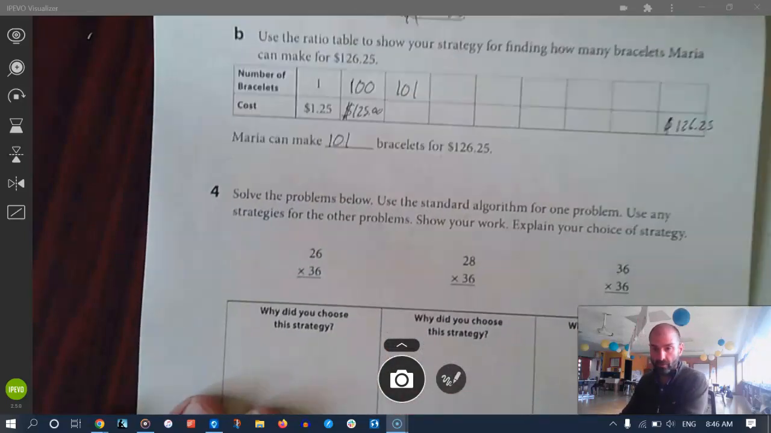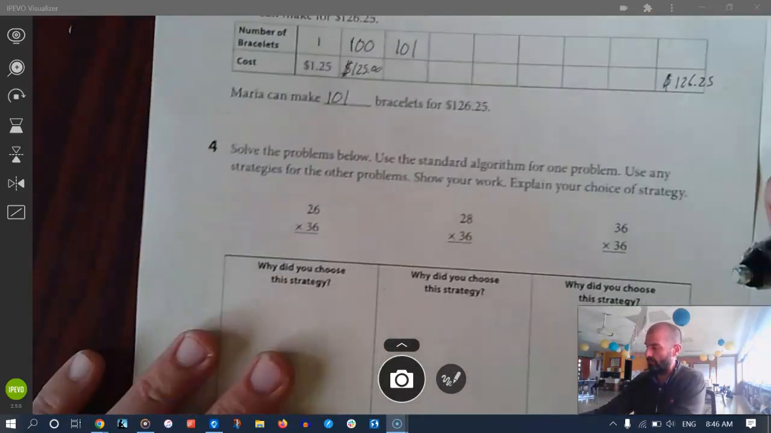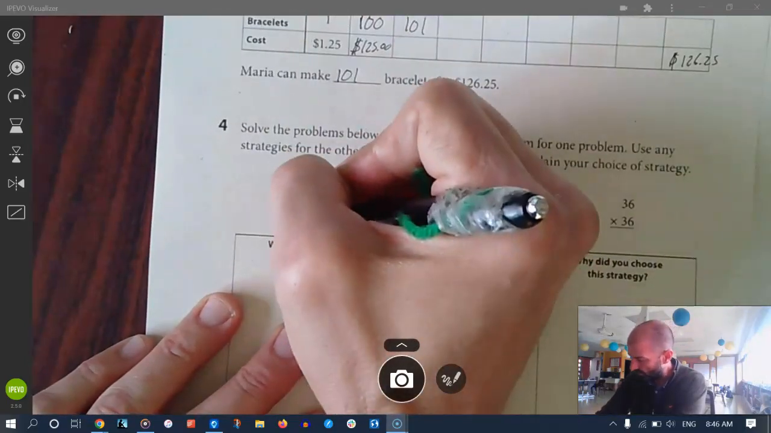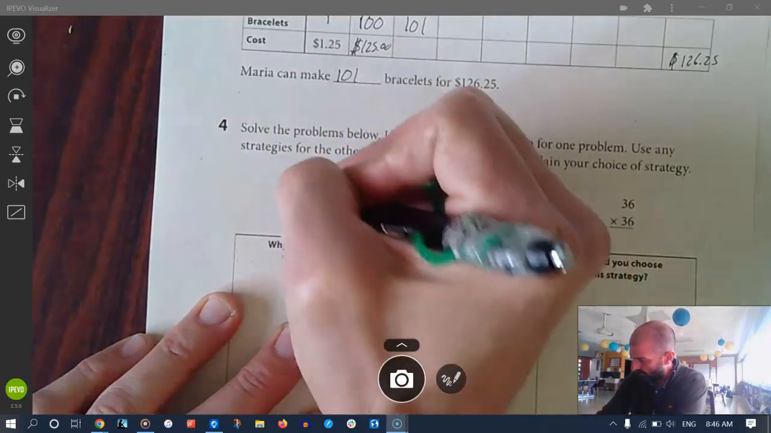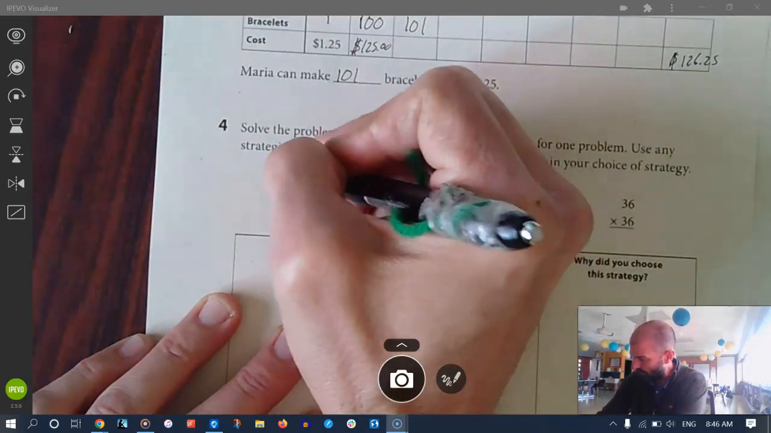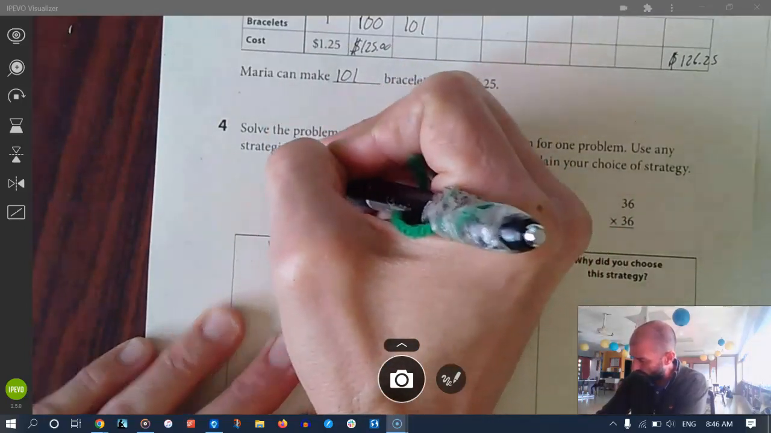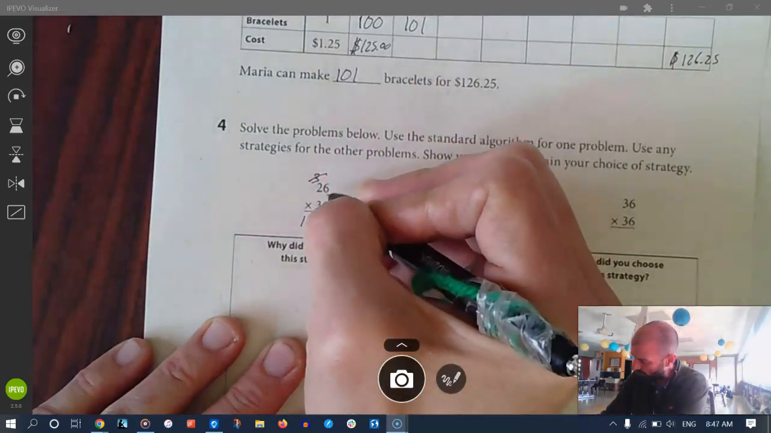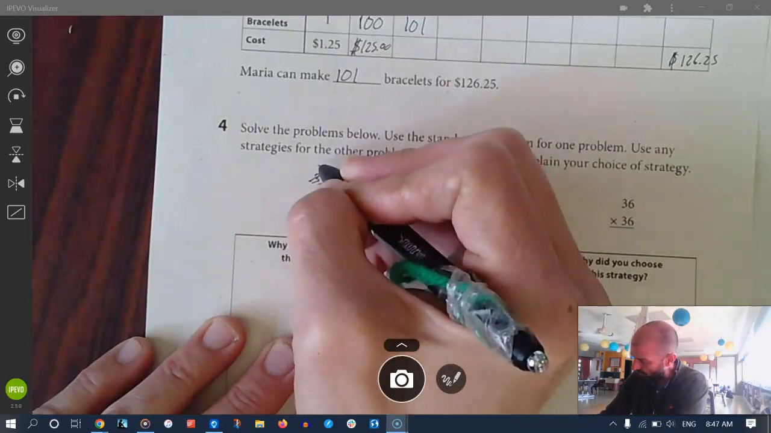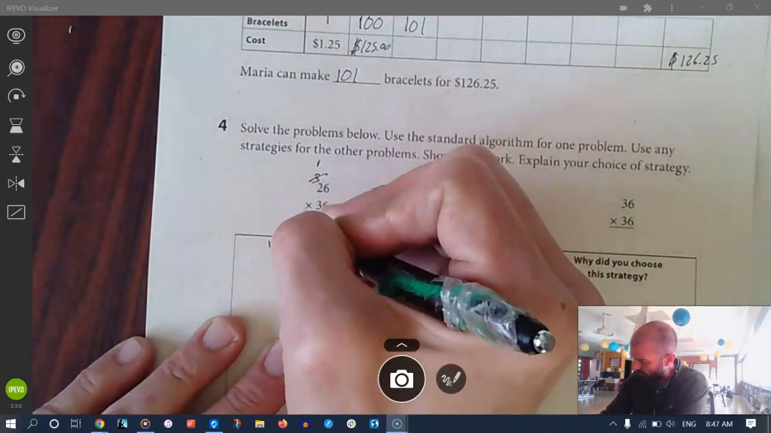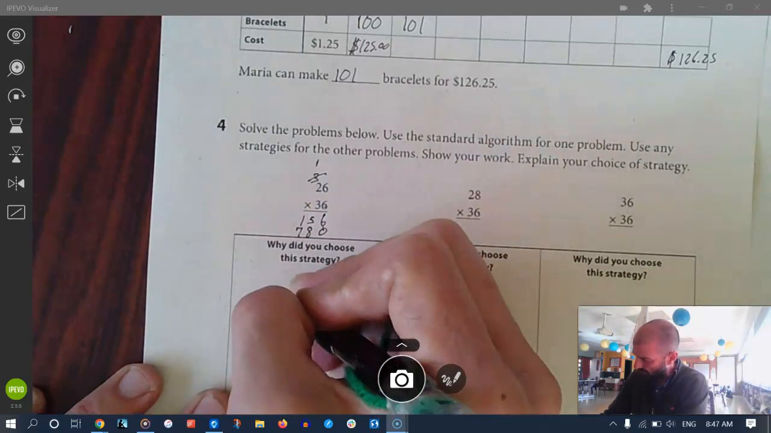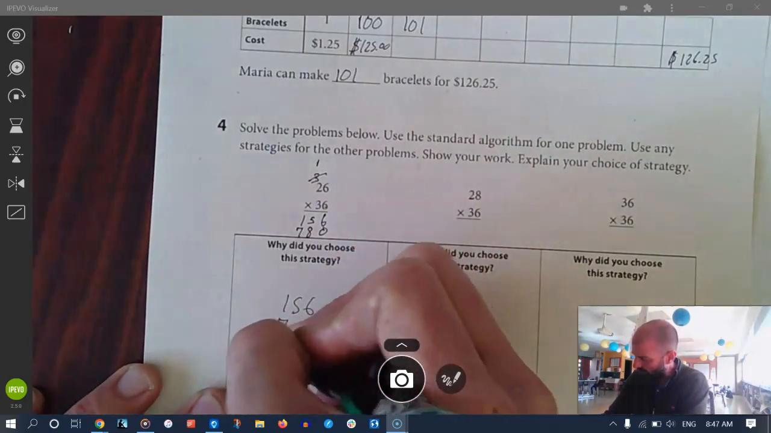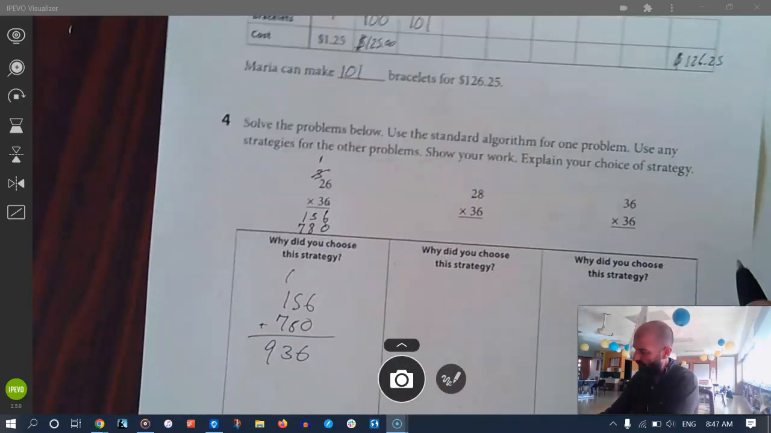I'm just going to go through the answers here. I'm going to do the standard algorithm for each one. Here we go. 6 times 6 is 36. Carry the 3. 6 times 2 is 12, plus 3 is 15. I carry my 0. Oh man, you don't have any space for this. 3 times 6 is 18. Carry the 1. 3 times 2 is 6, plus 1 is 7. So 156 plus 780 is 936.